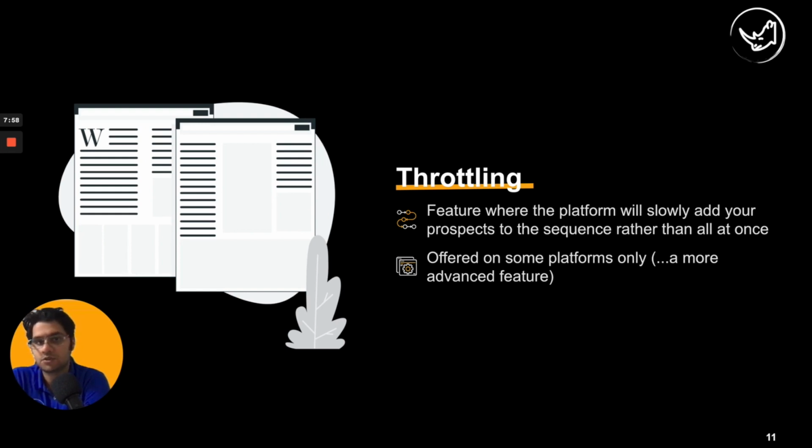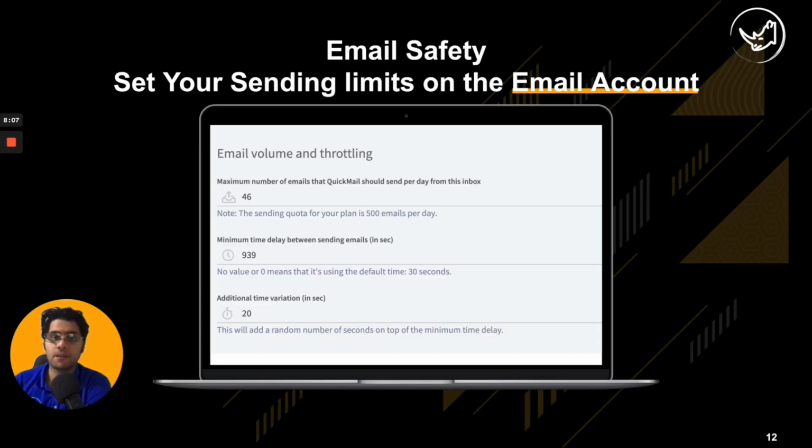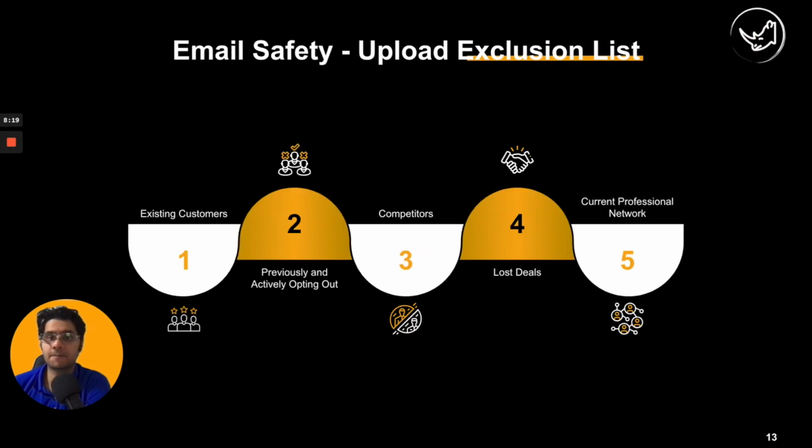right? So this is offered on some platforms only. So again, you'd want to check with the respective cold email provider if they do this, right? This is on one of the providers, what it looks like, but usually it's in the campaign settings or on the email settings, and you'd want to make sure you set those settings up.